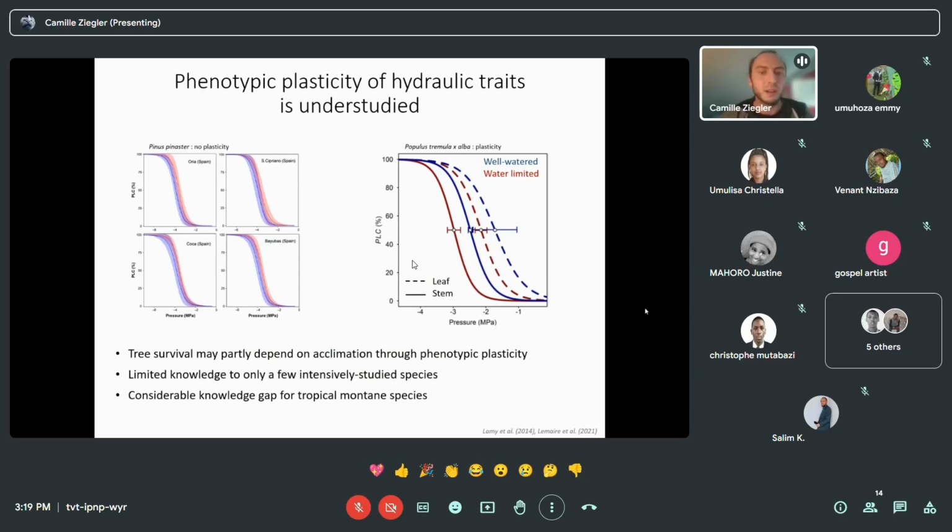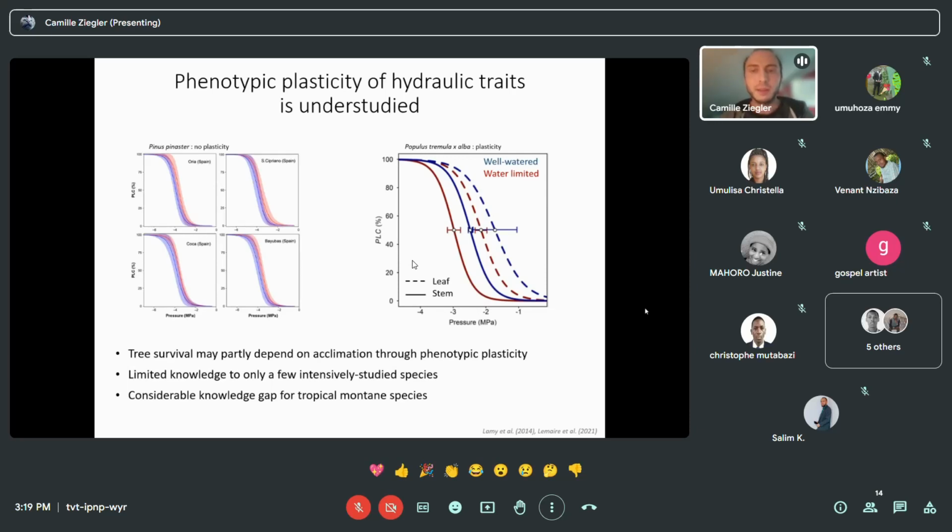So we have quite limited knowledge of phenotypic plasticity, which is restricted to only a few intensively studied species. So for example here, pine species or poplar, which are very important trees in temperate regions. On the left here, you see vulnerability curves for pine branches in different populations. The blue curve describes the vulnerability curve of well-watered trees, and the red curve of water-limited trees. And you see that they overlap quite well, and this means that there's no plasticity in vulnerability in the species.